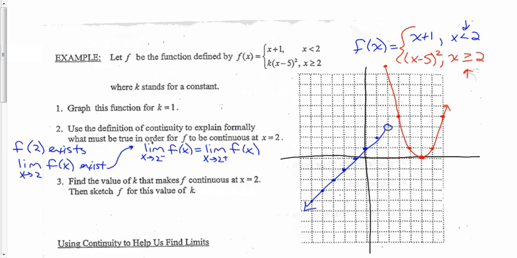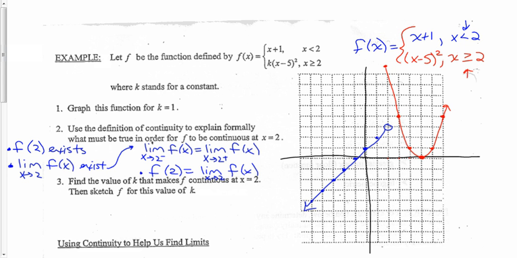And finally, the third part of this definition is that f of 2 must be equal to that limit as x approaches 2 of the function. Number 3, you'll see this question on the test. This is a typical AP style question. Number 3, find k that makes f continuous at x is equal to 2.